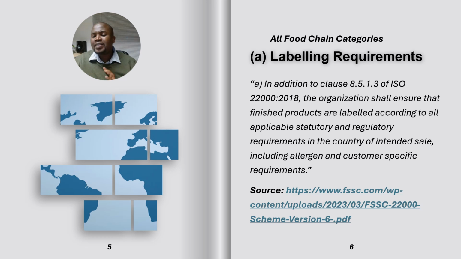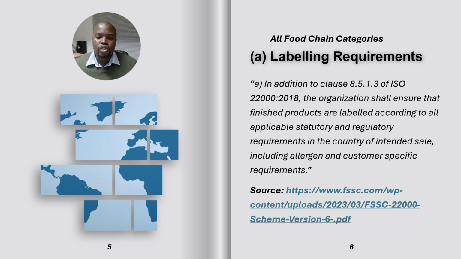So you must check which food products or raw materials, whatever the case may be, are regarded as an allergen, and you ensure that you include that in your product labeling information. So it's very important that you familiarize yourself with what the country where you're intending to sell your product would regard as an allergen.